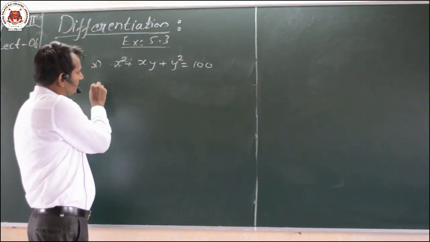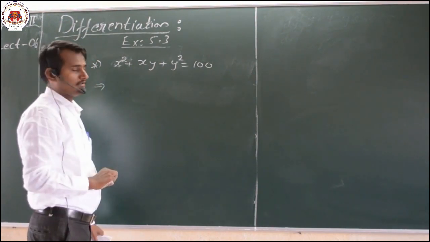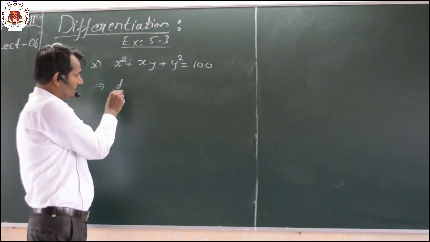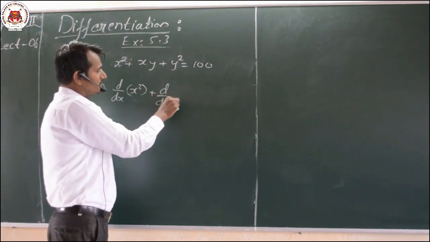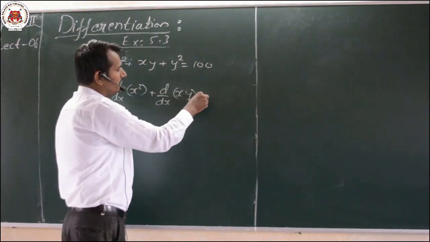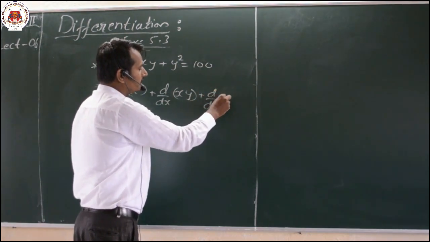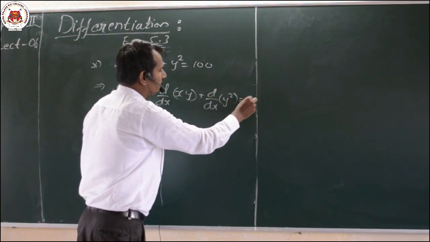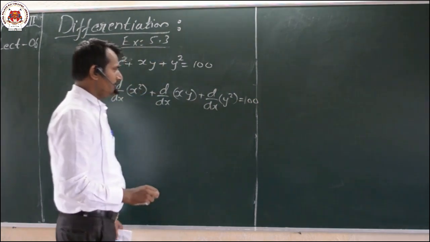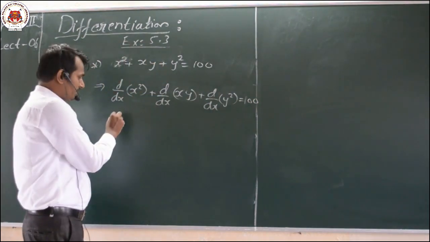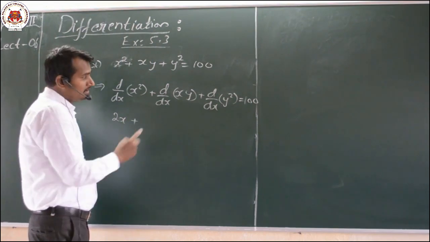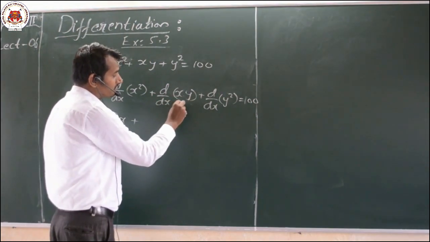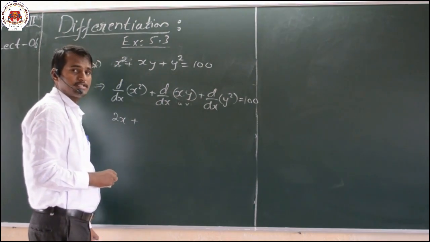So here, finding dy by dx of the following, that is nothing but d by dx of x square plus d by dx of x into y plus d by dx of y square equal to 100. Now here, x square differentiation, what does it become? 2x. Okay, next plus, here it is nothing but by parts, the first term is u and the second term is v here.